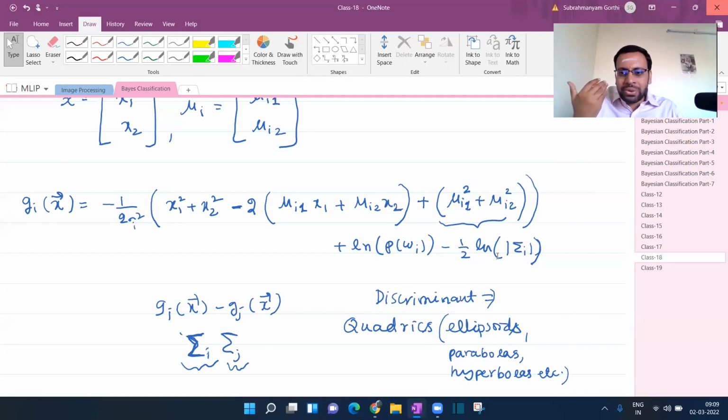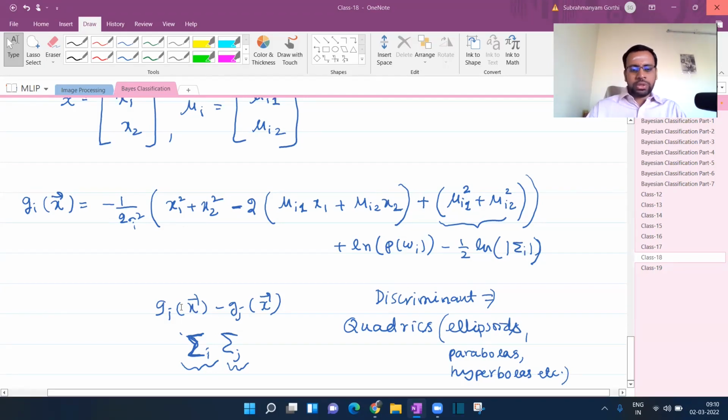Well, it has quadratic terms. So in general, you call this a quadric, which means for varying values of x1 and x2, this can take the shape of an ellipsoid, a parabola, a hyperbola, or in some cases any other possibility. All possibilities are wide open here, right? This is what we discussed in the previous few classes.